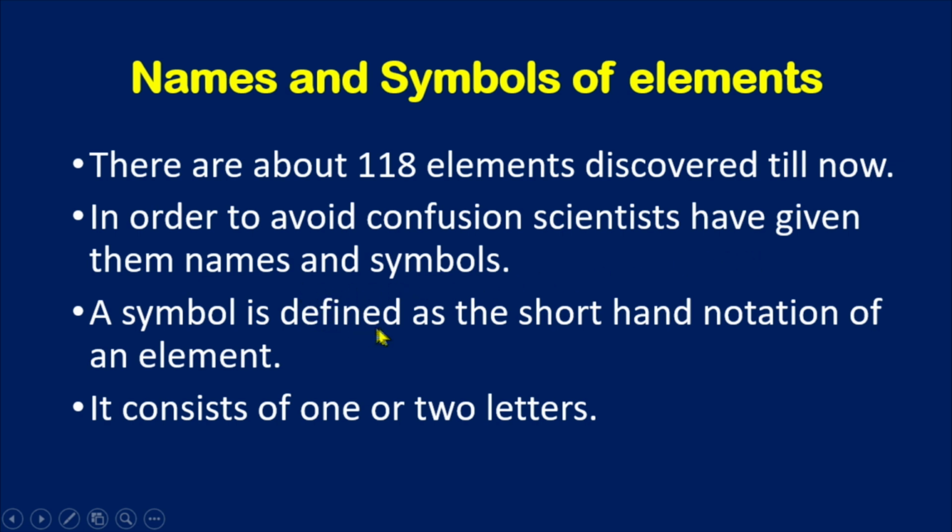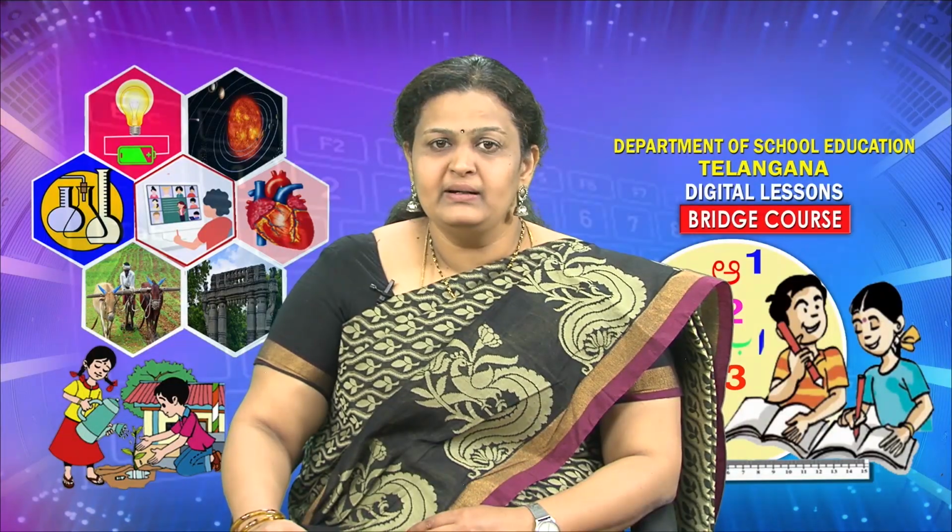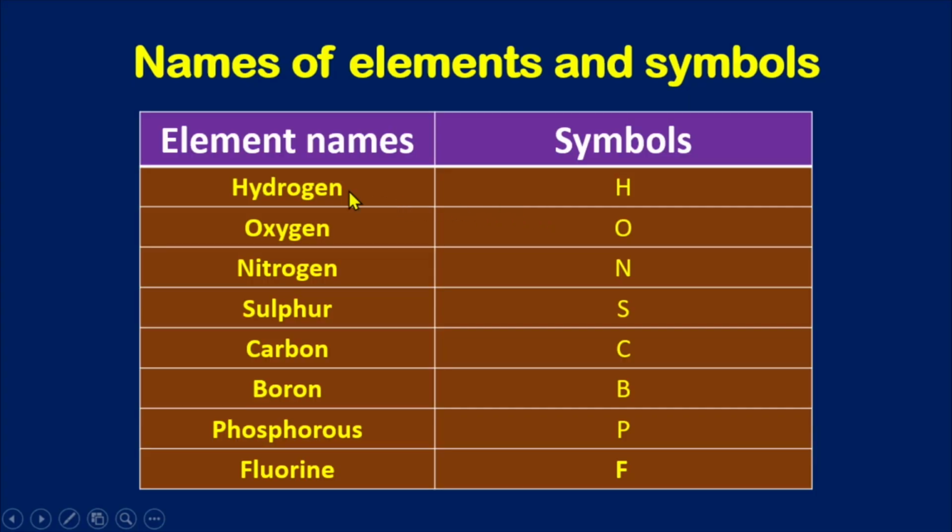A symbol is defined as the shorthand notation of an element. It consists of one or two letters. Just now we have seen, children, for hydrogen we have used H, for phosphorus we have used P. That is the symbol of the element. Let us see some common elements and their symbols. So, we have hydrogen, oxygen, nitrogen, sulfur, carbon, boron, phosphorus and fluorine.